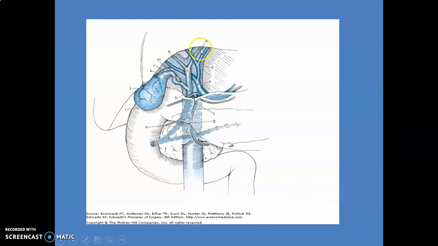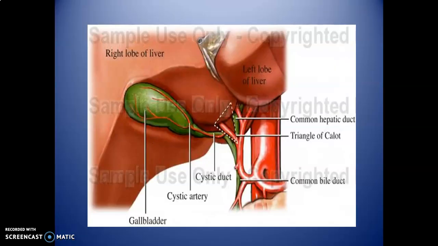So again, this is just to appreciate the left and the right hepatic ducts joining to form the common hepatic duct, which will be joined by the cystic duct from the right to form the common bile duct that will be joined by the pancreatic duct at the ampulla of Vater on the posterior aspect of the second part of the duodenum. So we have what we call Calot's triangle.